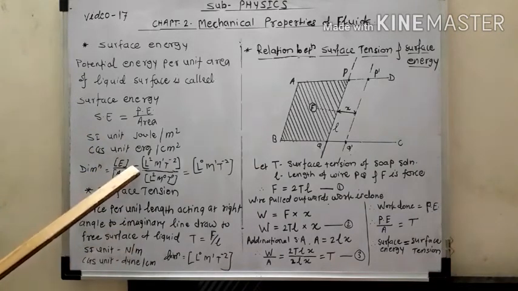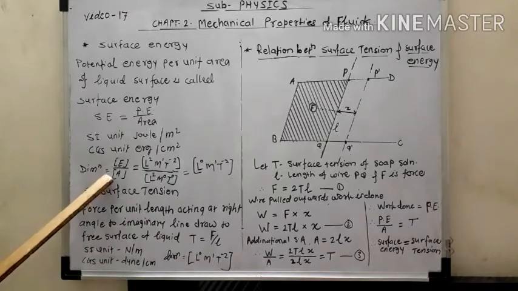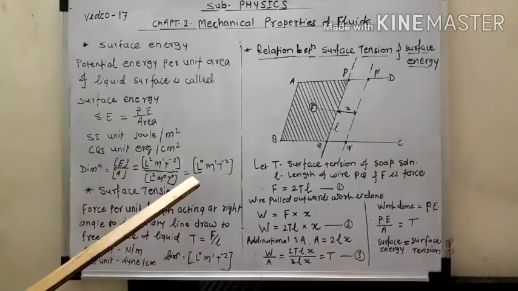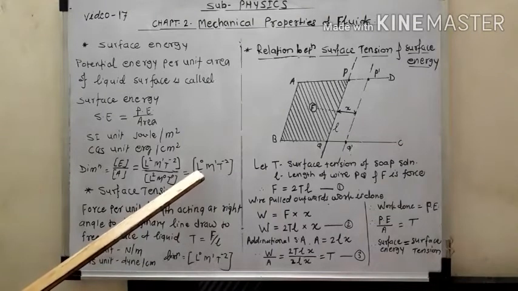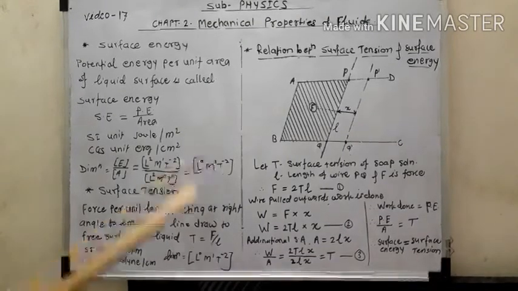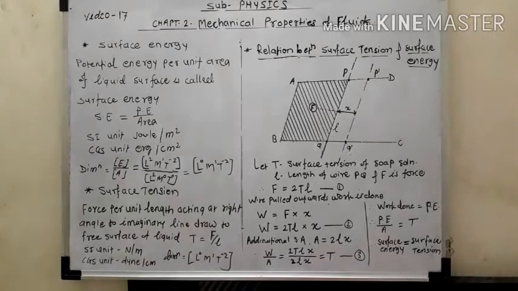Then we know that the dimension for the energy is [L2 M1 T-2], and also we know that the dimension for the area, which is simply length into breadth, is [L2 M0 T0]. So this L2 and L2 get cancelled and the dimension of the surface energy is [L0 M1 T-2]. This is the dimension of surface energy. In MCQs, these dimensions are asked sometimes.